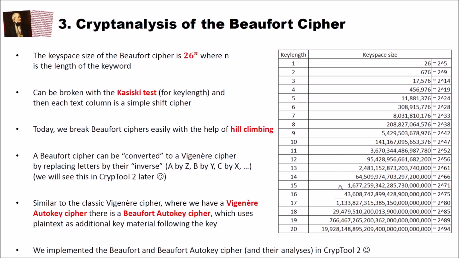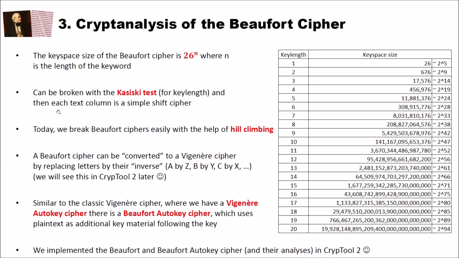We have here some quite impressive key space sizes, I think. A key length of 20 letters already has a key space size of about 2 to the power of 94. And of course, when you have a Beaufort encrypted text, you have to add all these different keyword sizes. So we have key length 1, 2, 3, and so forth. And you have to add all the different key space sizes to get the overall key space size, for instance, for keywords from 10 to 1 key length.